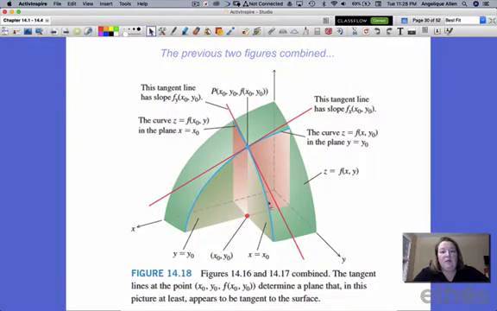So here are both of those pictures together, and here's the point that was common to both of them. And when you look at the two red lines, they seem to form a slope, or a plane that is tangent to this surface at that point. So that's what's going on here visually. What we're doing when we take a partial derivative is focusing on one direction at a time.